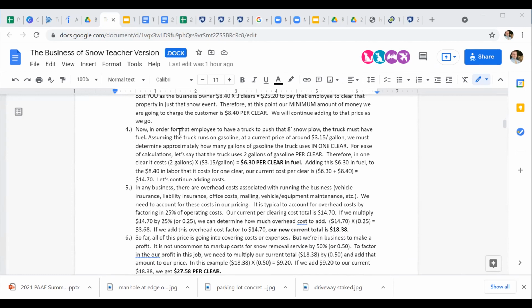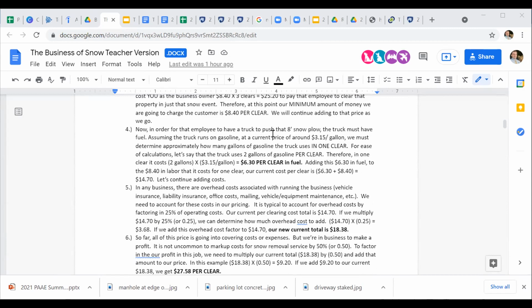So number 4, we're figuring out the approximate cost in fuel per clear. And again, this is going to be based on current fuel pricing at the time. If fuel is a little bit less than $3.15 a gallon, this amount's going to go down. If, heaven forbid, the price keeps going up, which it may, and we're paying more than $3.15 a gallon, obviously this price is going to go up. This is probably the most fluctuating variable in all of this: fuel costs.